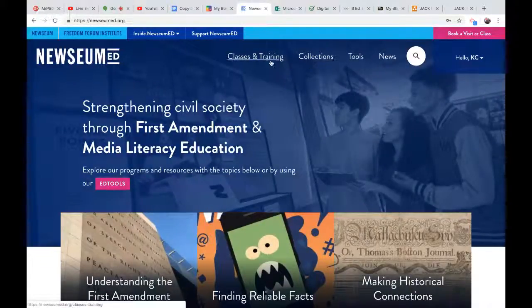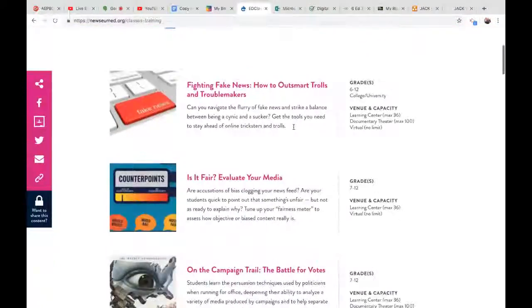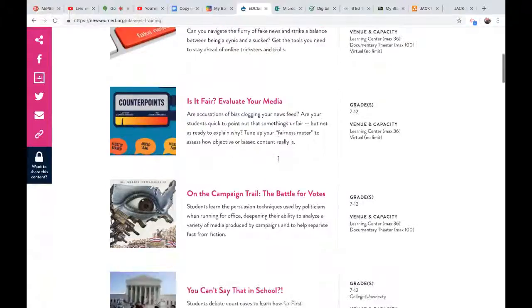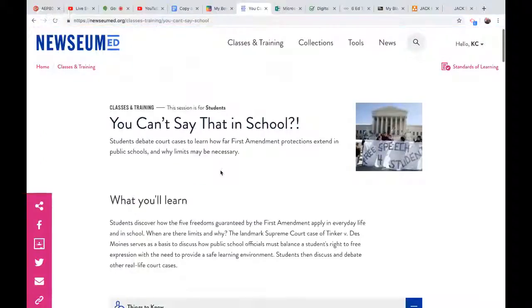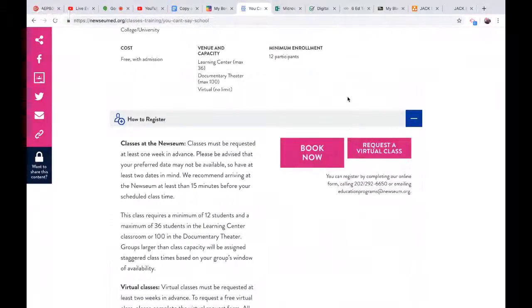And you can go through and look at different things here. You can say, okay, you want to look at specific classes and training. There's different things that you can look at. Is media fair? How to see if what you're looking at is fair on the campaign trail. Can you say that in schools? We did this one with my seventh graders. One time we talked about court cases that debate freedom of speech in schools, and walked through it with them.